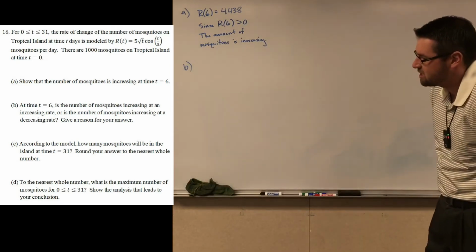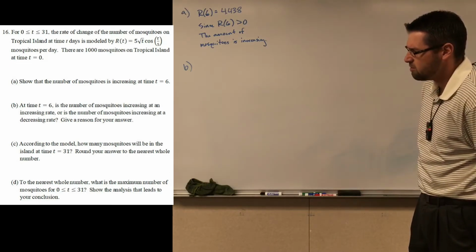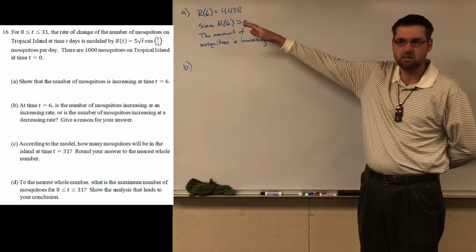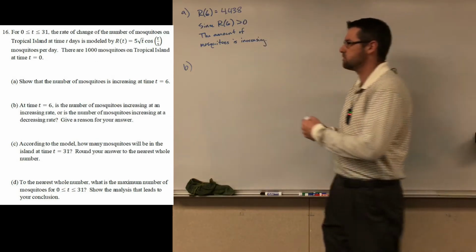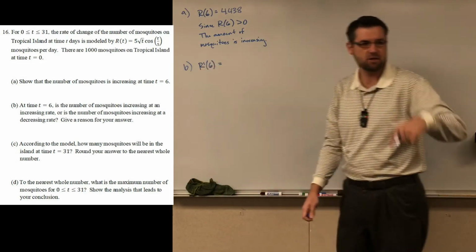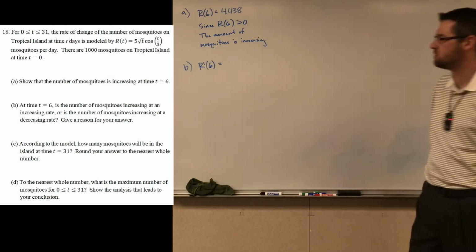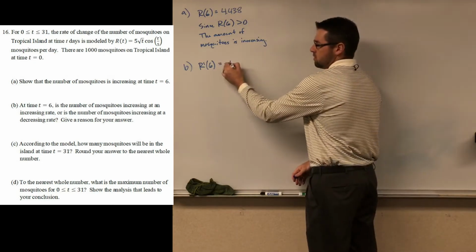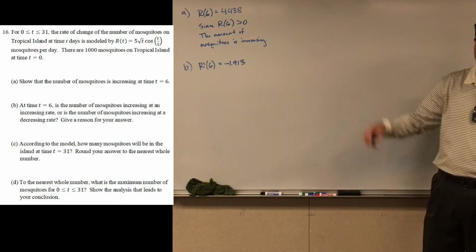Part B. At t equals 6, is the number of mosquitoes increasing at an increasing rate, or increasing at a decreasing rate? We already know at t equals 6, the amount of mosquitoes is increasing. How do you know if it's increasing at an increasing rate or a decreasing rate? So we've got to find R prime of 6. Do you have to find the derivative yourself? No, it's a calculator problem, so just take the derivative and evaluate it when t equals 6. What do we get? Negative 1.913? Do I have an agreement on that?